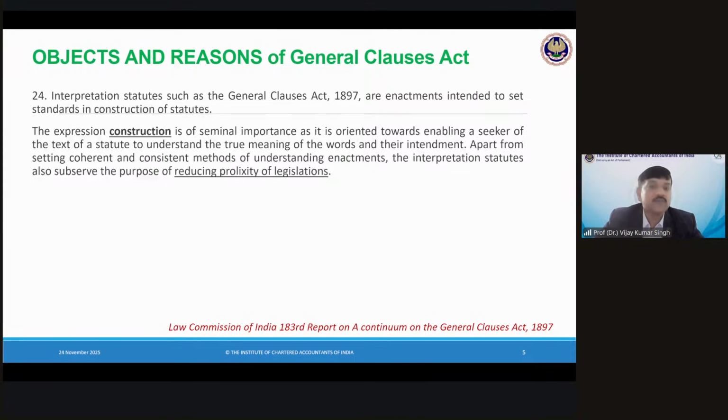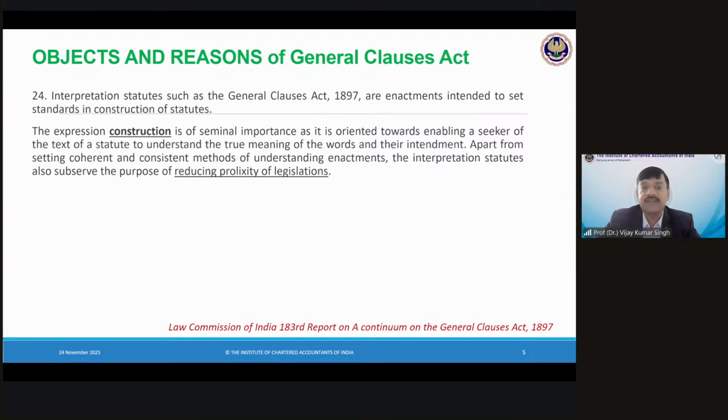Taxation statutes, if you look at it, there the particular meaning of a word means a lot, right? Because you have to bring a particular word into the definition of taxability or non-taxability, and that needs to be looked at very, very carefully. And hence, the construction of the true meaning of a word in a statute is very important, particularly from the taxing statutes perspective, but otherwise also it is important.